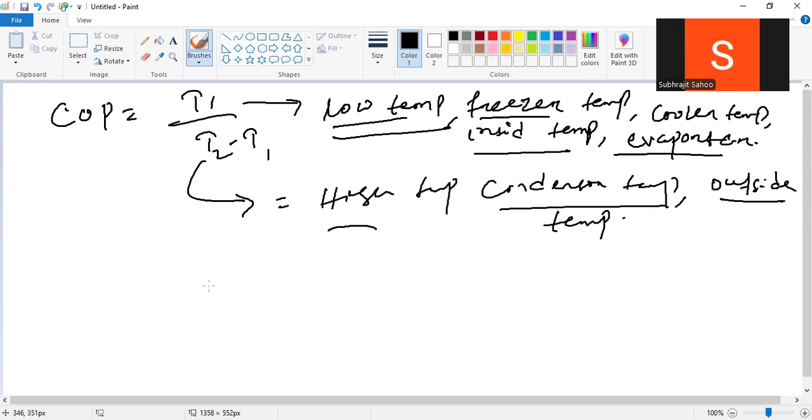So let me draw the schematic diagram here, so that it will bring more clarity for you. So this is the compressor, right?